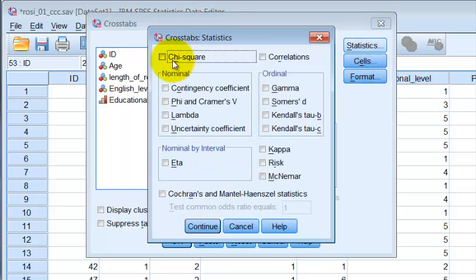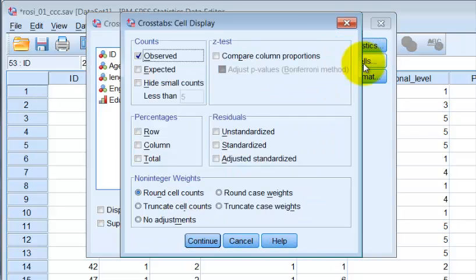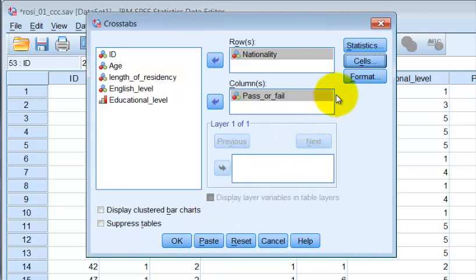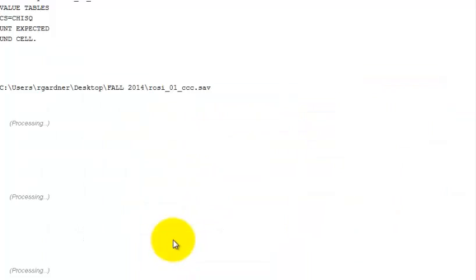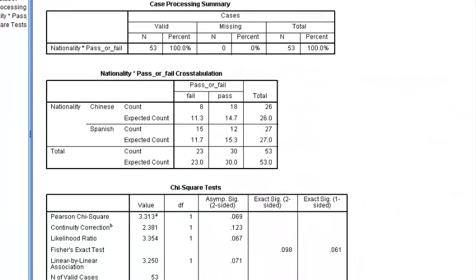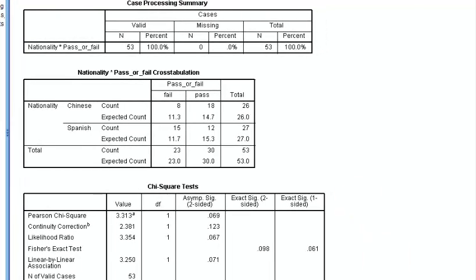And for the statistics here, we're going to need chi-square. So hit Continue. And for Cells, we want to see Expected. So you're going to see whether you do have a difference between Chinese and Spanish on passing or failing the exam. And you can hit OK. And here are the first results.